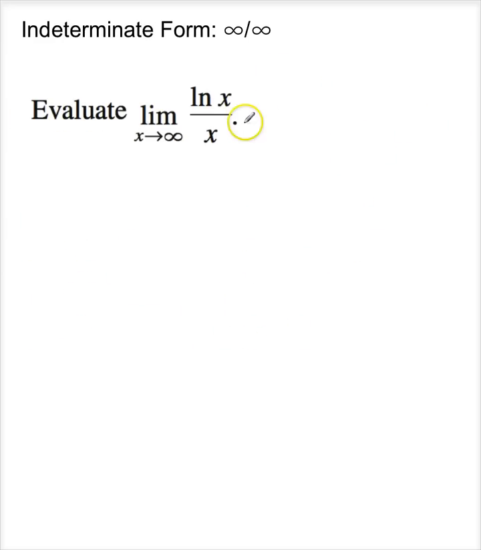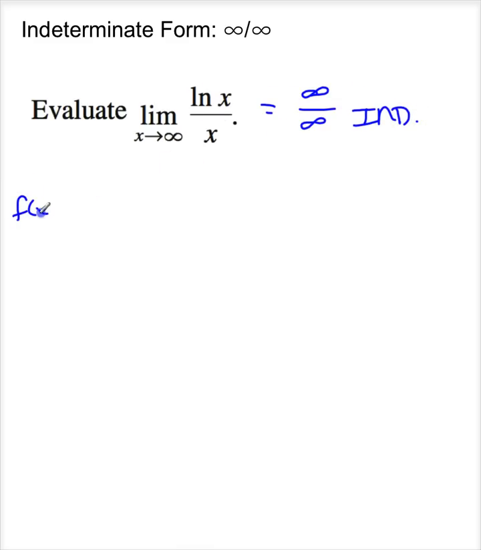Now, it's possible you get infinity over infinity. If I plug in infinity, then if I take the limit as x approaches infinity, this becomes infinity over infinity. It's indeterminate. Can't do it. So I need to use L'Hopital.